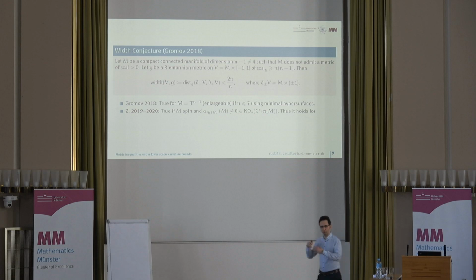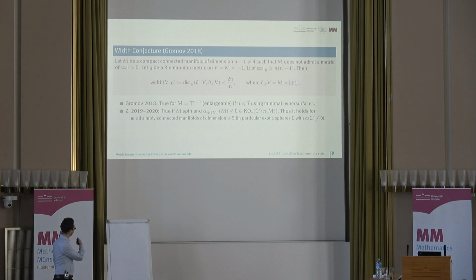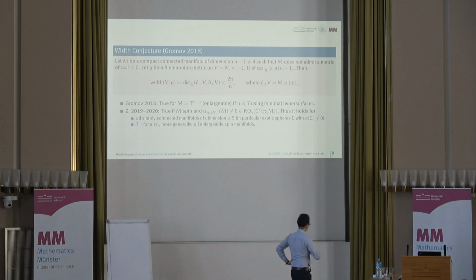That means this most general kind of index obstruction to positive scalar curvature. In particular, this also includes the cases where, let's say, the A-hat genus is non-zero or the Hitchin alpha invariant is non-zero. So this already treats a lot of examples. For instance, it treats, due to a theorem of Stefan Stolz, all simply connected manifolds in high dimensions, in particular the exotic spheres. It treats the torus in all dimensions, or more generally all enlargeable spin manifolds.